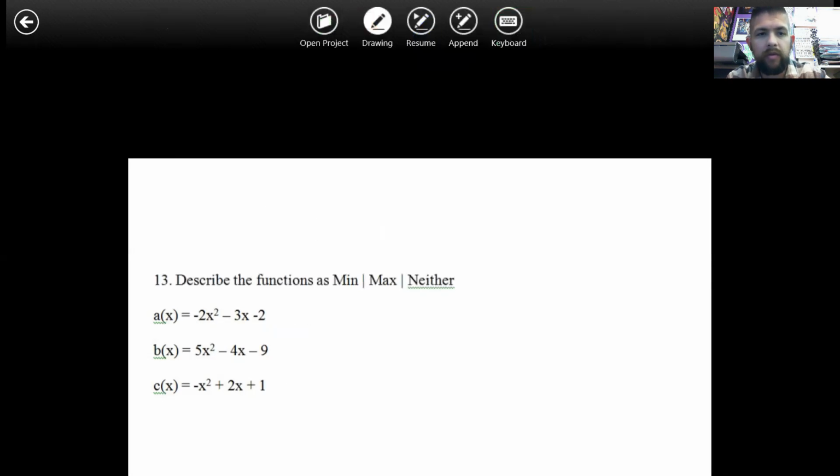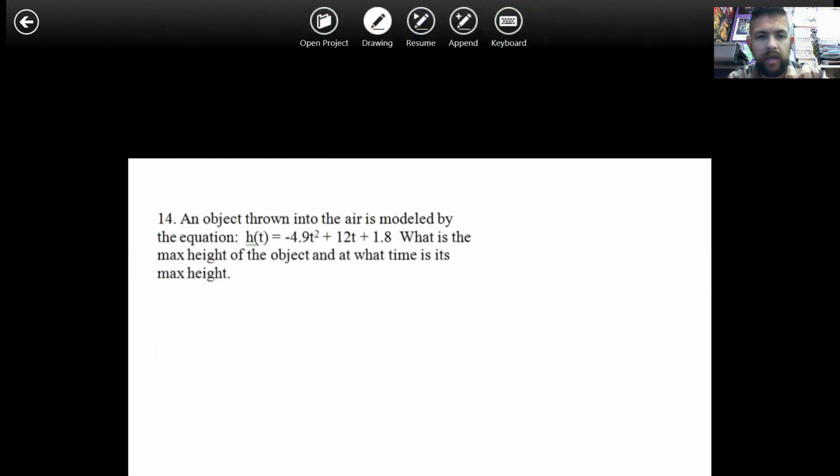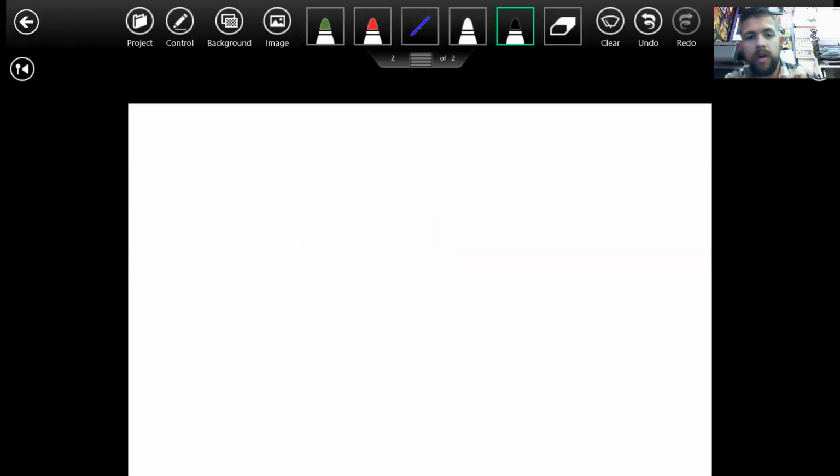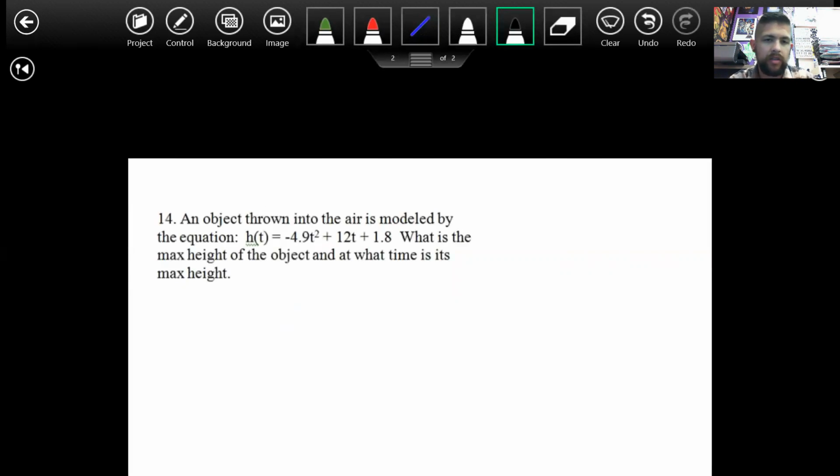The next type of problem that we're going to look at is the word problem. The word problem is going to be kind of interesting in seeing how we're going to do this. An object is thrown in the air and is modeled by the equation h of t is equal to -4.9t squared plus 12t plus 1.8. What is the maximum height, and at what time is it at its maximum height? So what we're going to do here is solve for the maximum.